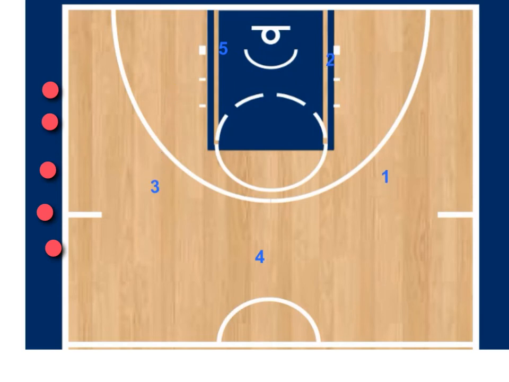And this needs to happen constantly. That's why it's called a motion offense. There needs to be constant motion.